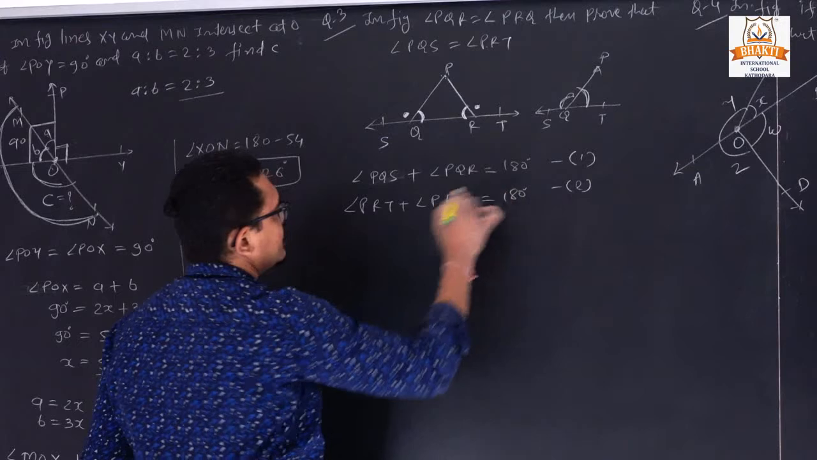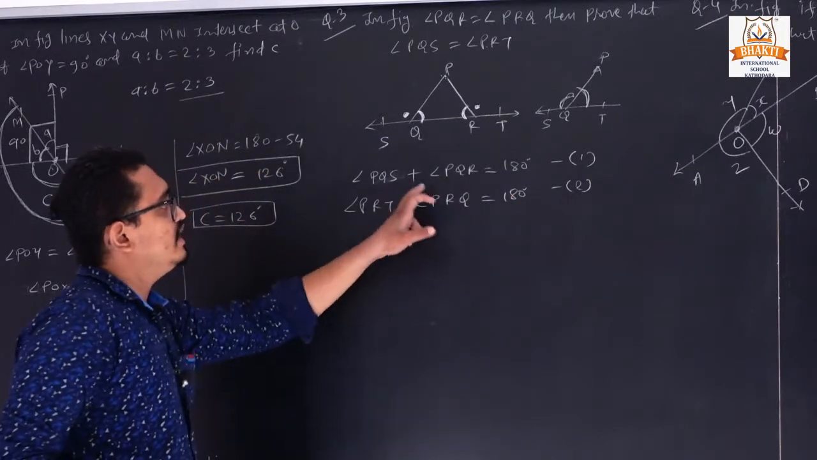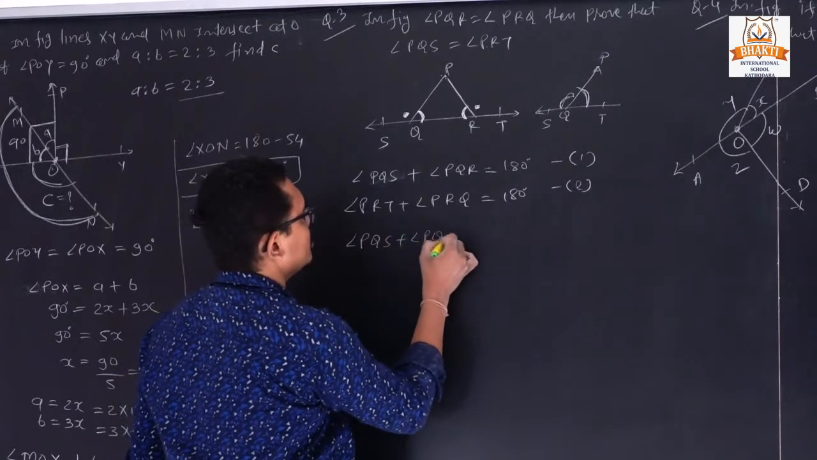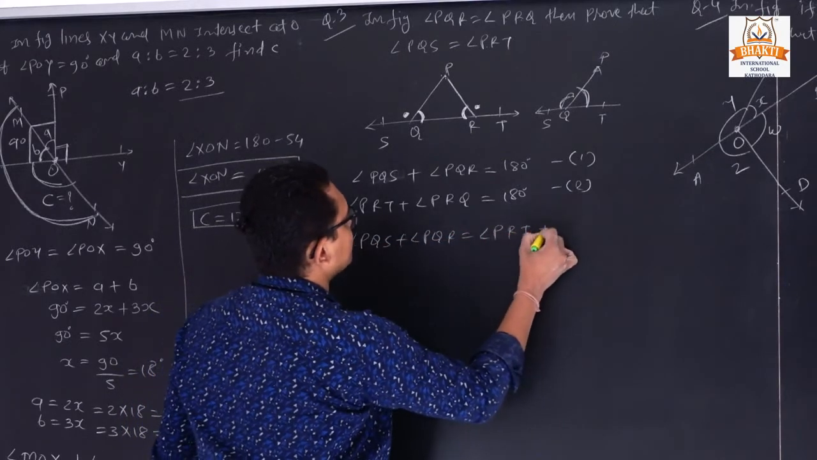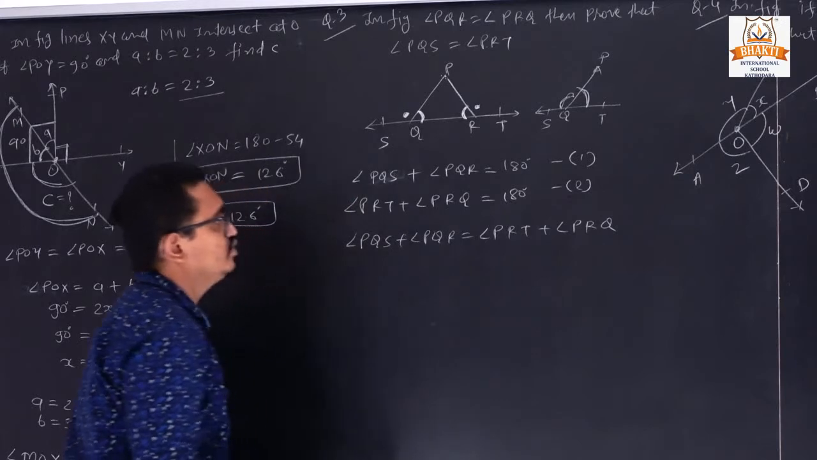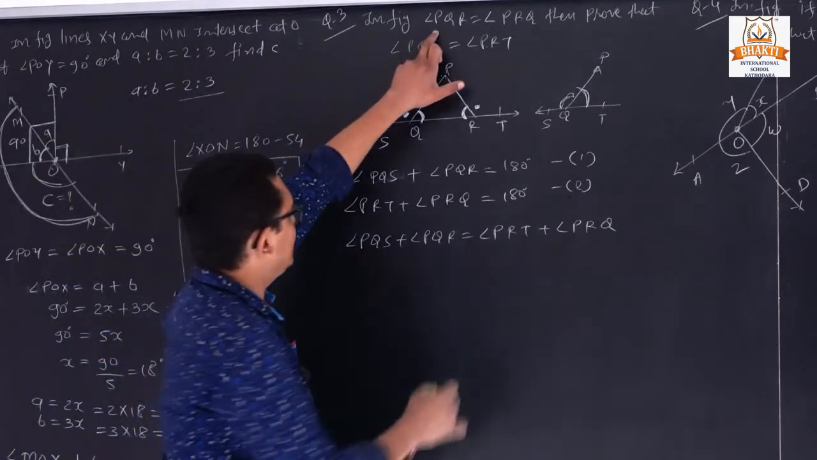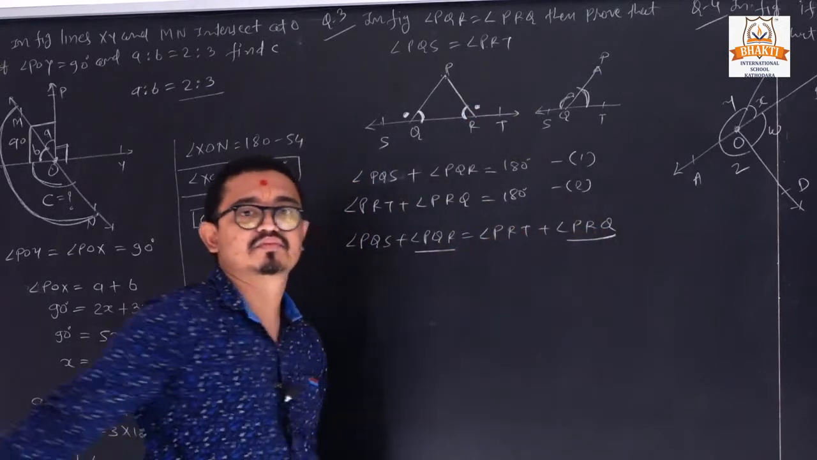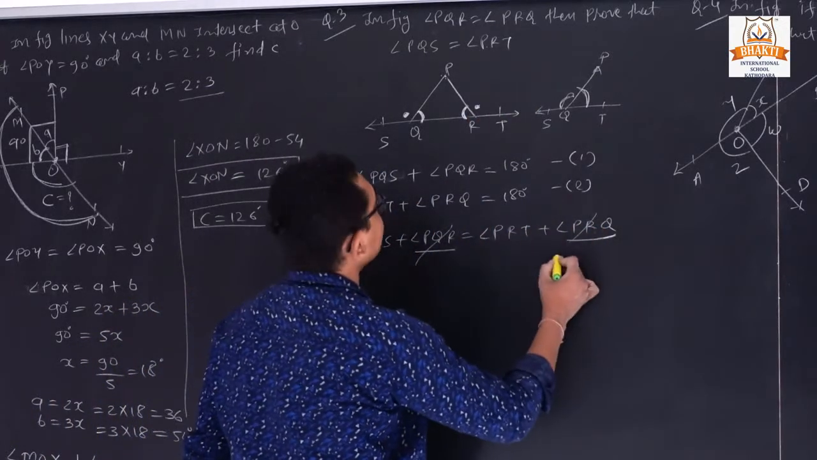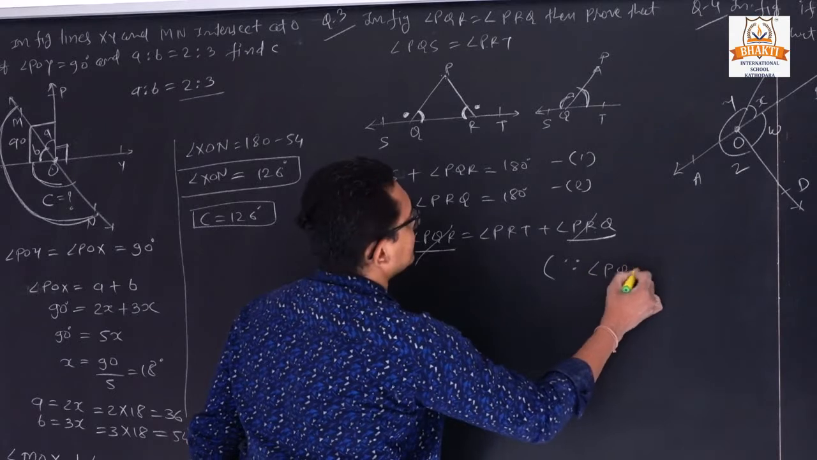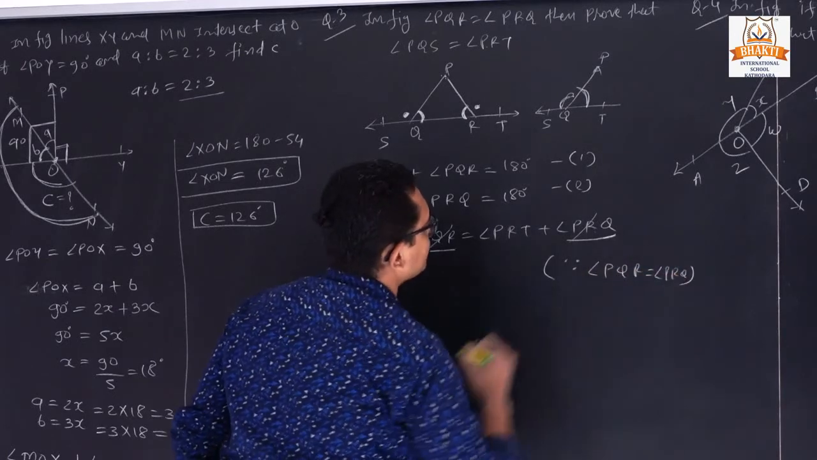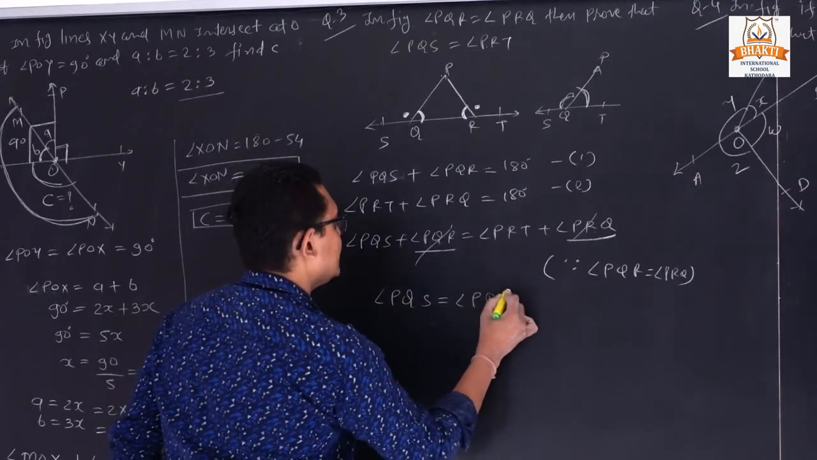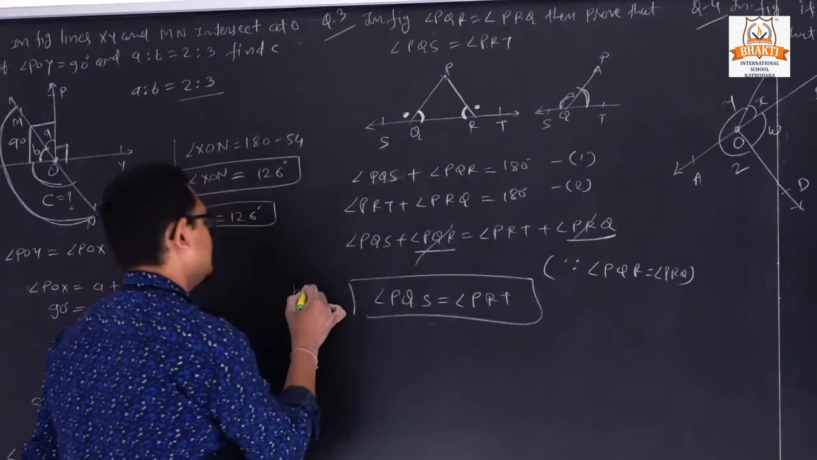So we can compare the first and second, because the right-hand sides are the same, so the left-hand sides are automatically the same. So PQS plus PQR is equal to PRT plus PRQ. But PQR and PRQ are both equal, so we can cancel them because it is given PQR is equal to PRQ. So these both are cancelled, so it means PQS is equal to PRT. So it is proved. Hence proved.